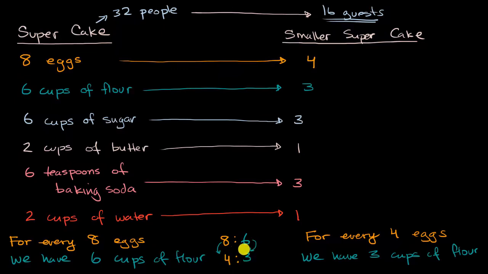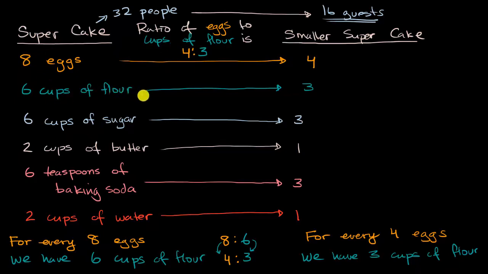So you could say the ratio in either case, the ratio of eggs to cups of flour, let me write this down, in either case is 4 eggs for every 3 cups of flour. This is going to be true for either recipe. You have the same ratio. If for every 4 eggs you have 3 cups of flour, well, that means if you have 8 eggs here, you're going to have 6 cups of flour.